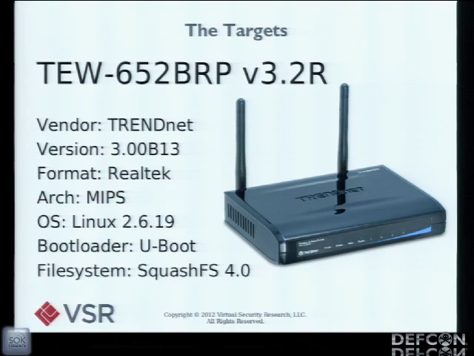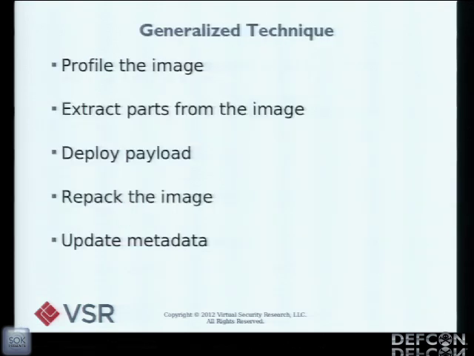And as well as the TrendNet TW652BRP version 3.2R. This uses the proprietary Realtek firmware format. Again, MIPS, using a newer version of Linux 2.6, but I believe this one came out in 2006. It's still pretty old. For a bootloader, it doesn't use CFE, but instead it uses the U-Boot bootloader, and it uses a newer version of squashfs.